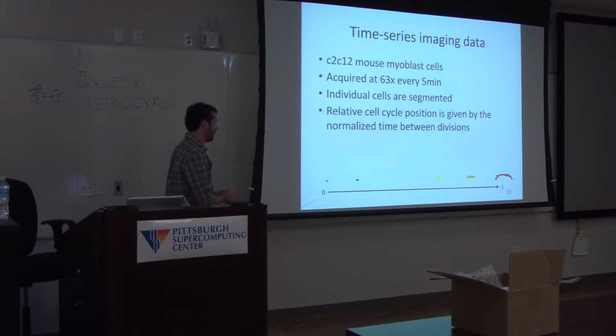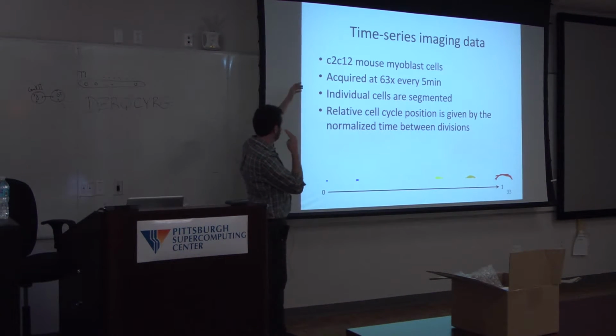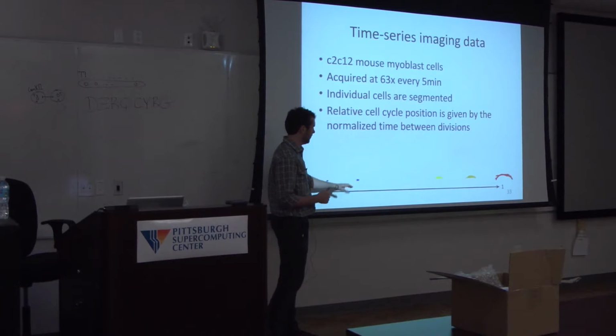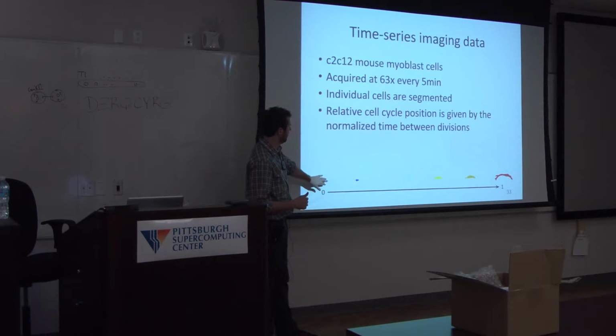And so we did this by taking a set of C2C12 myoblast cells that were imaged every 5 minutes over the course of their growth. At the bottom here, you're seeing one cell that's been tracked over its growth. And it starts out as a small round cell.